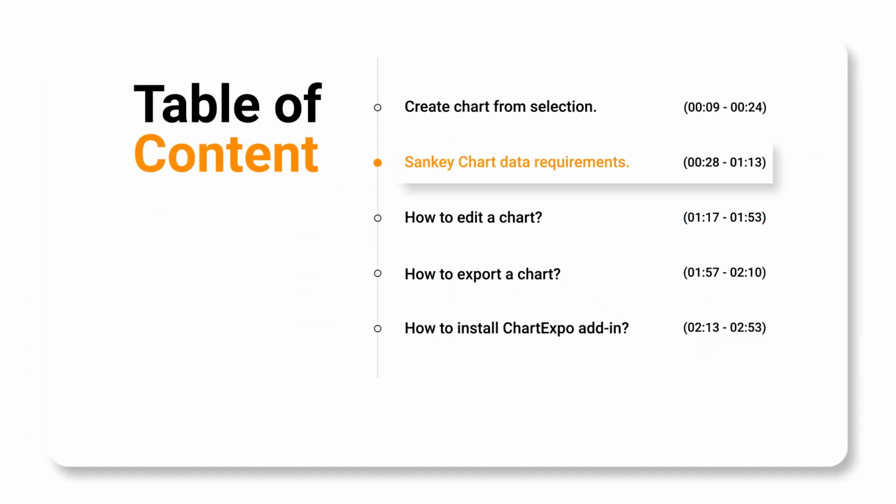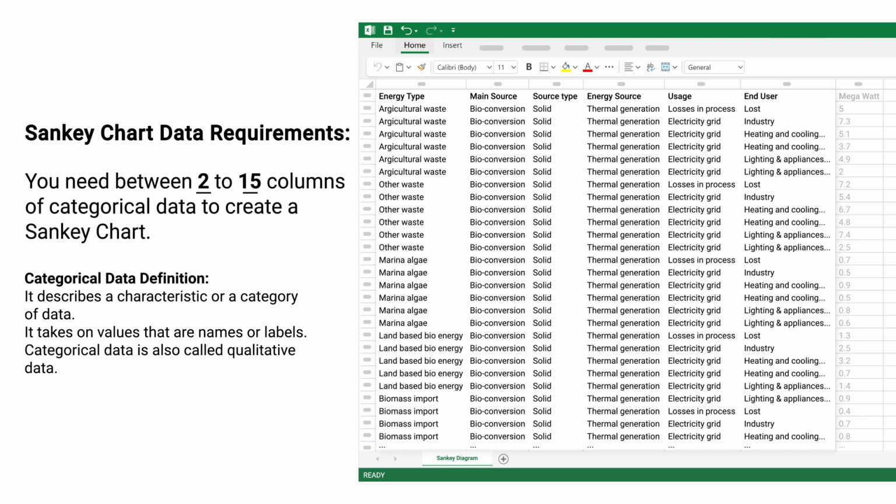Sankey chart data requirements. You need between 2 to 15 columns of categorical data to create a Sankey chart. Categorical data definition: it describes a characteristic or a category of data. It takes on values that are names or labels. Categorical data is also called qualitative data.